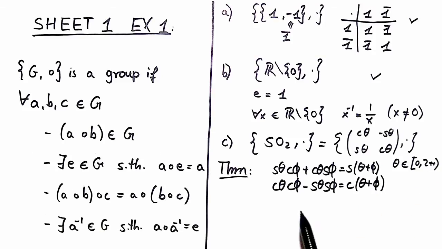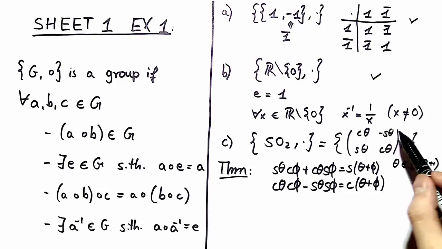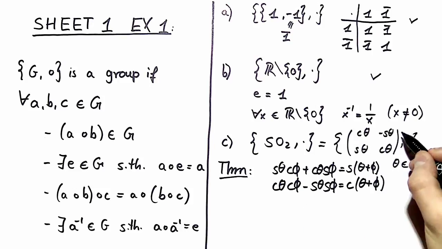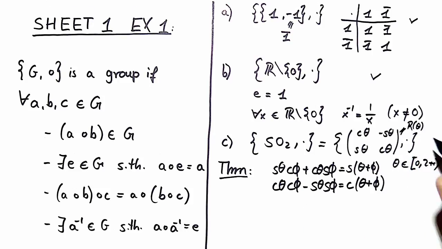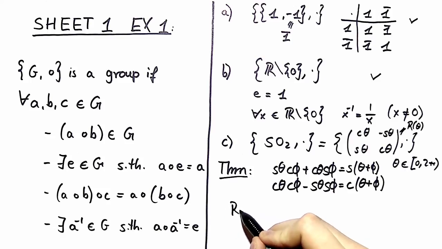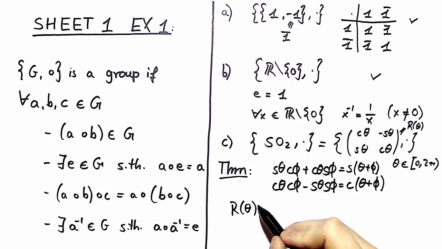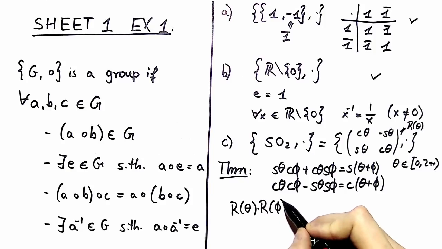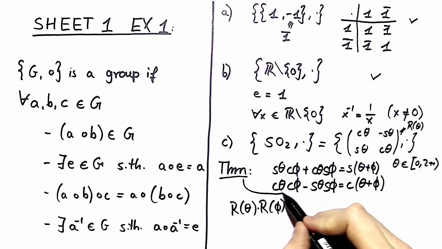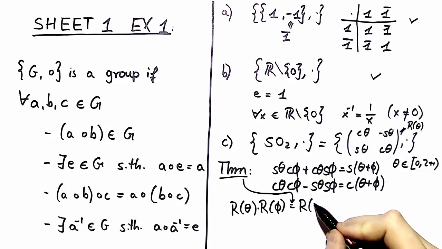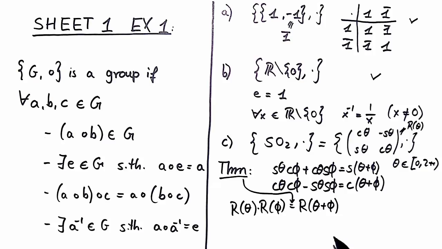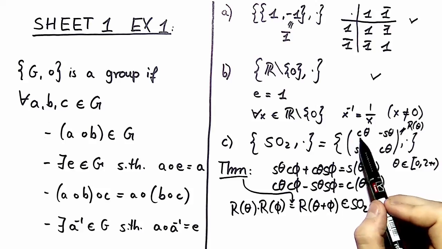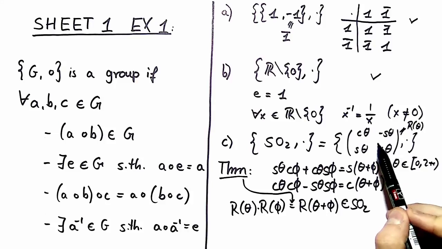With the help of this theorem, we can compute the multiplication of any two of these matrices. We call them R(θ). So we check R(θ) for any angle θ times R(φ) for any angle φ. We use this theorem right here to compute this: it is R(θ+φ). And this is again in SO(2) because this is modulo 2π again, because of the functions cosine and sine being modulo 2π.